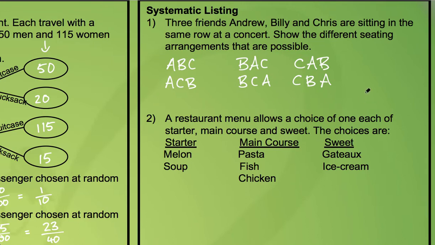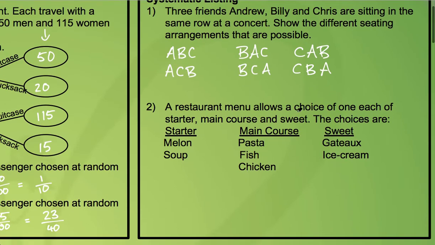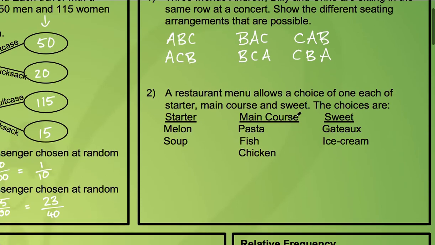If I've ordered them systematically like that, I can make sure I haven't missed any and that everything is matched up. So it's better to do it systematically rather than just guessing at different options. Same is true for this one. Question 2, a restaurant menu allows a choice of 1 of each starter, main course and sweet. The choices are listed here.